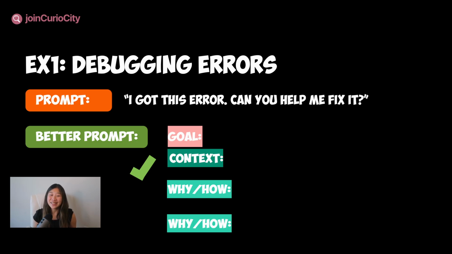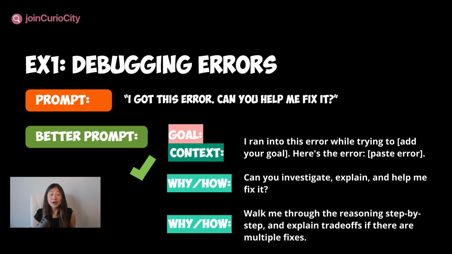Now, pause and try rewriting the prompt using the 4 principles that we taught earlier. How can you make the prompt clearer, more focused, and more helpful for your AI coding tool? A better prompt might look like, I ran into this error while trying to, and then you insert what you were trying to do. Here's the error, and you paste the error. And then you ask, can you investigate, explain, and help me fix it? Walk me through the reasoning step by step and explain trade-offs if there are multiple fixes.